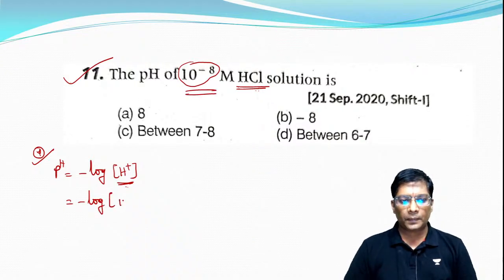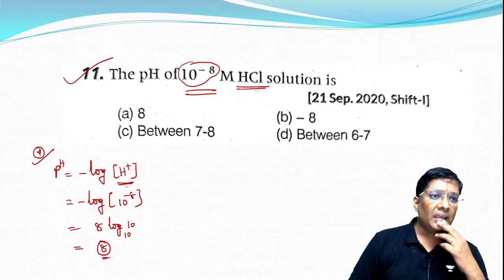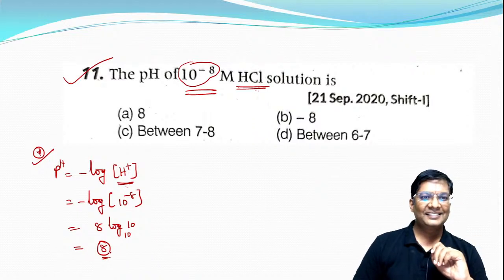That means the concentration is 10 to the power of -8. Log A power m is m log A, so minus of minus, that means 8 into log 10 base 10. Log 10 base 10 you know very well is 1, so our answer is 8. Normally everybody makes this type of mistake. So what is our answer? Is it 8 or not? That is my question.